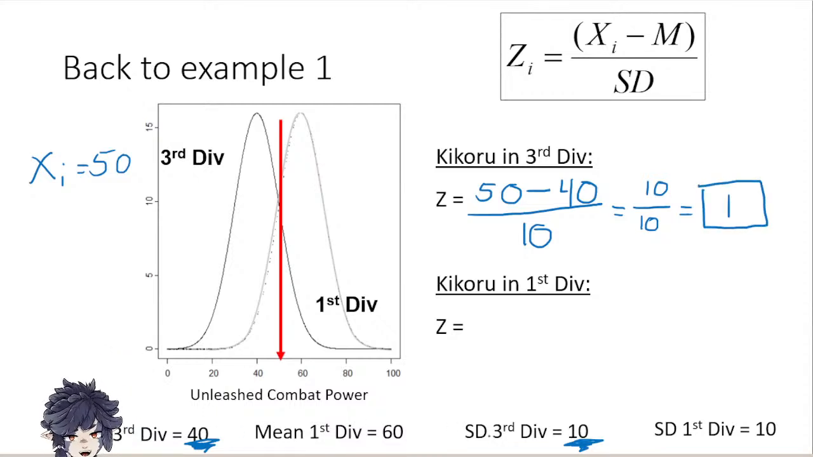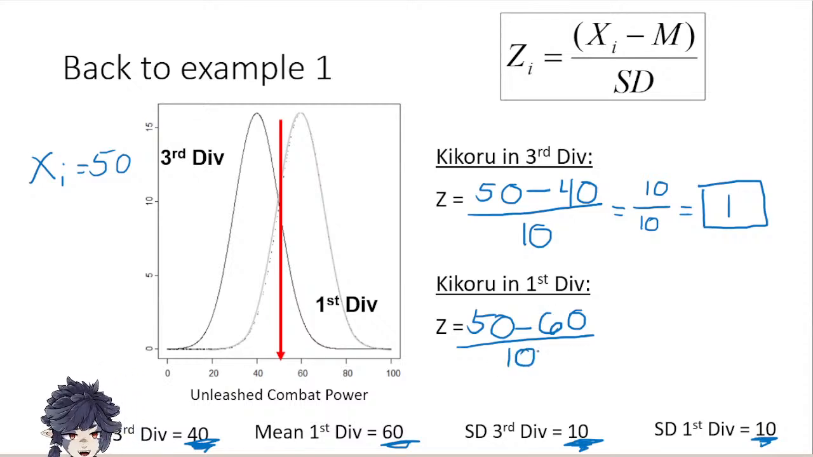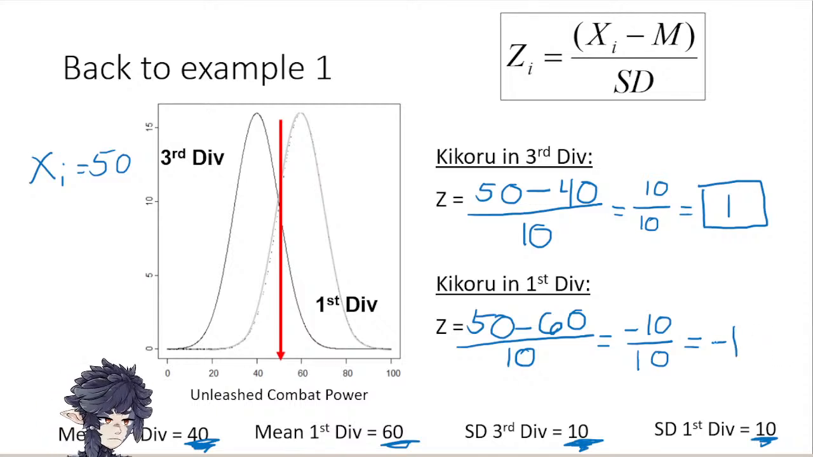Now let's calculate her z-score for the first division. Her score is still 50. She still has the same unleashed combat potential, but now we're comparing her to the first division, where the mean is 60. So instead of subtracting 40, we use the new mean of 60. And the standard deviation of the first division's combat power is still 10, so we're still dividing by 10. 50 minus 60 is negative 10. Divided by 10, Kikoru's z-score in the first division is negative 1.